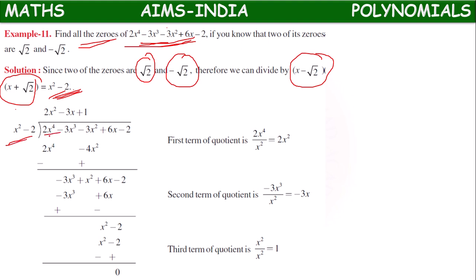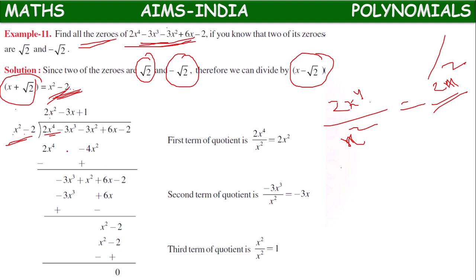So here, dividend first term 2x power 4, divisor first term x square. From x power 4, x square cancels, so x square will remain. So 2x square, let's keep it in the quotient. 2x square into x square, 2x power 4. The x cube term is missing here, so leave it blank. 2x square into 2, 4x square, to be written under the x square term exactly.